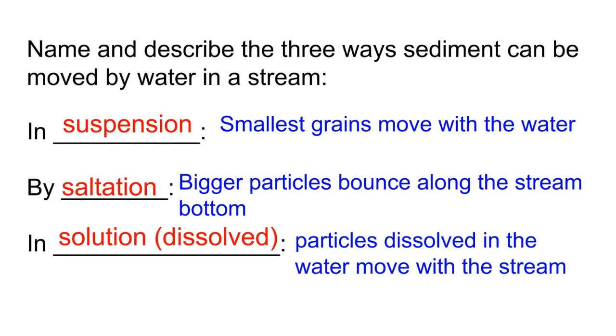So, 3 ways that sediments are moved by water in a stream. We also use similar terms when we're talking about erosion by air. In suspension is when small grains are moved with the water, in the water. Saltation is a term we use for how the larger pebbles and rocks flow on the bottom or bounce along on the bottom of the stream. And then the last is solution, or dissolved. It talked about a dissolved form in the article itself, but when particles are dissolved in the water, they just move along with the water.